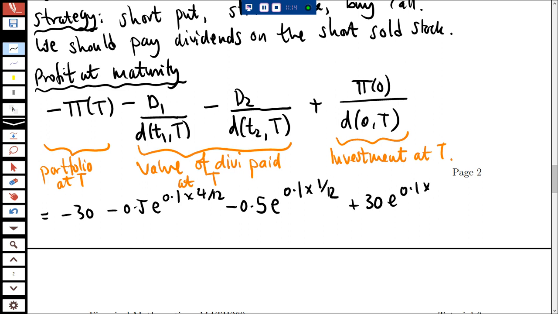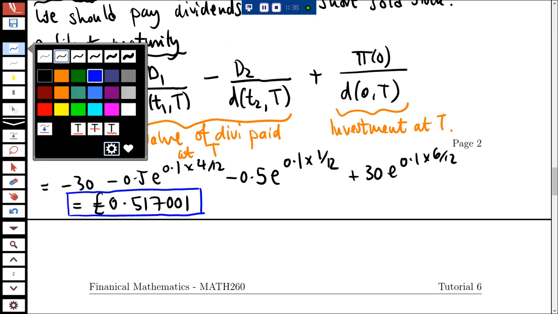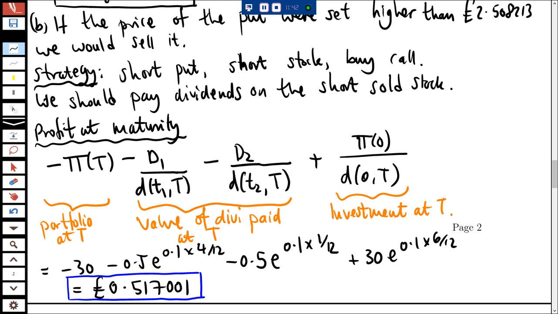making 10% per year continuously, which gives us a grand total of, it's not too much, about 52 pence. So the profit at maturity is about 52 pence, just a little bit less. And there you go, that completes the question.